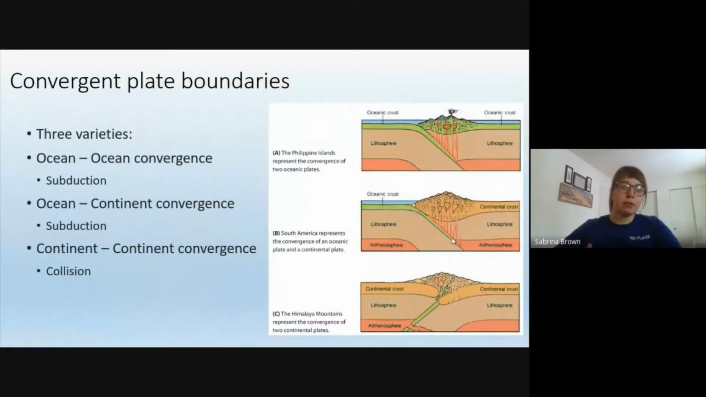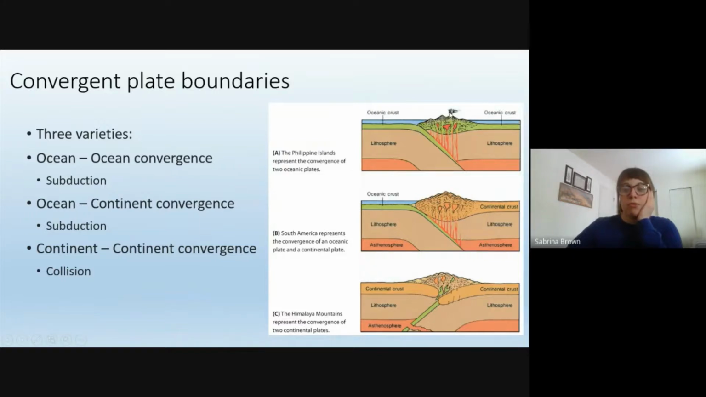So at our convergent plate boundaries, this is where we have two plates running into each other, right? Two plates coming together, two plates converging. We have three different varieties. When we have an ocean plate and an ocean plate converging, what happens is the more dense oceanic plate subducts, or goes underneath the less dense lithospheric plate. And what happens is we form an ocean trench right here.